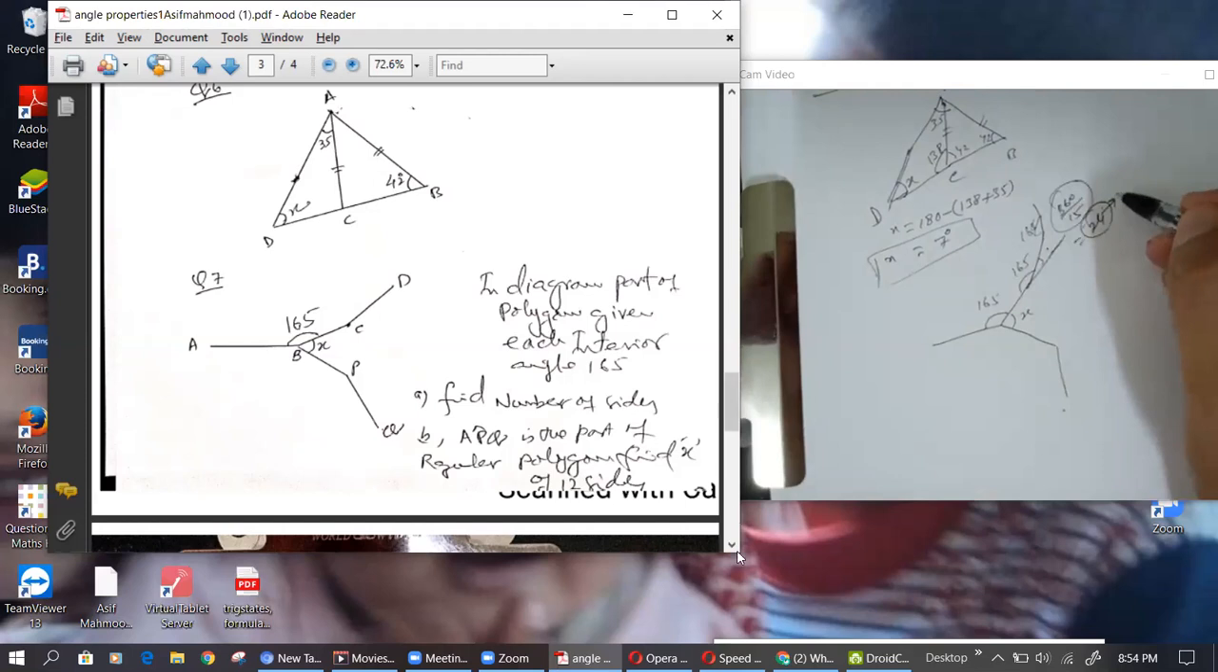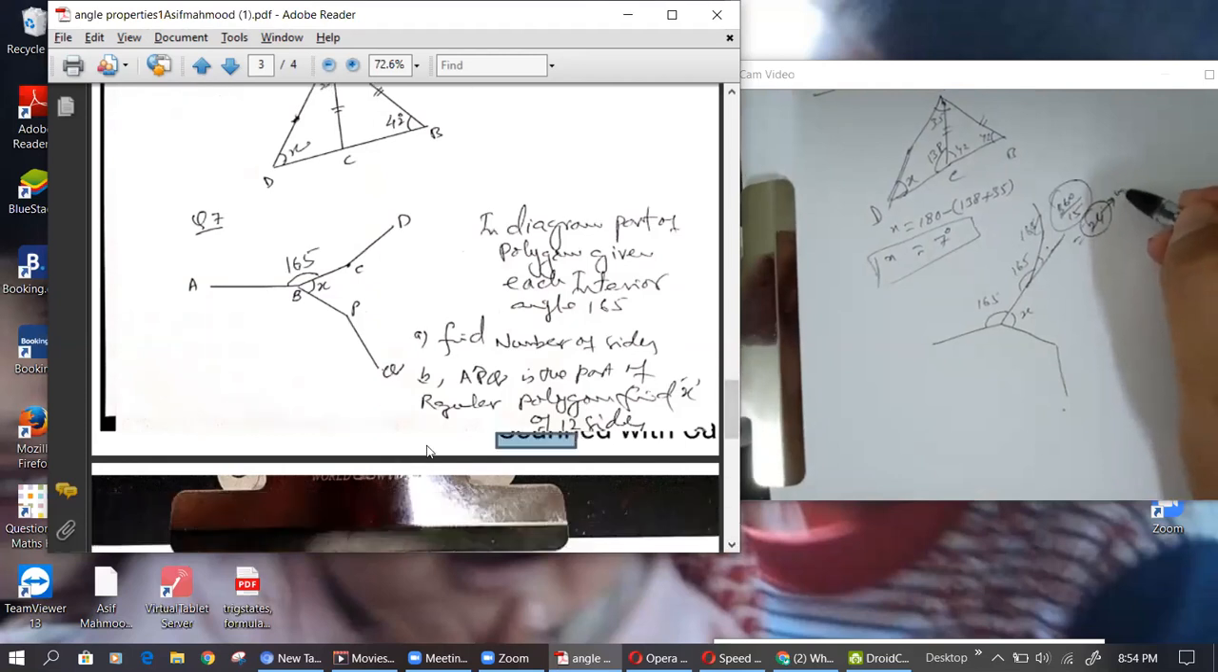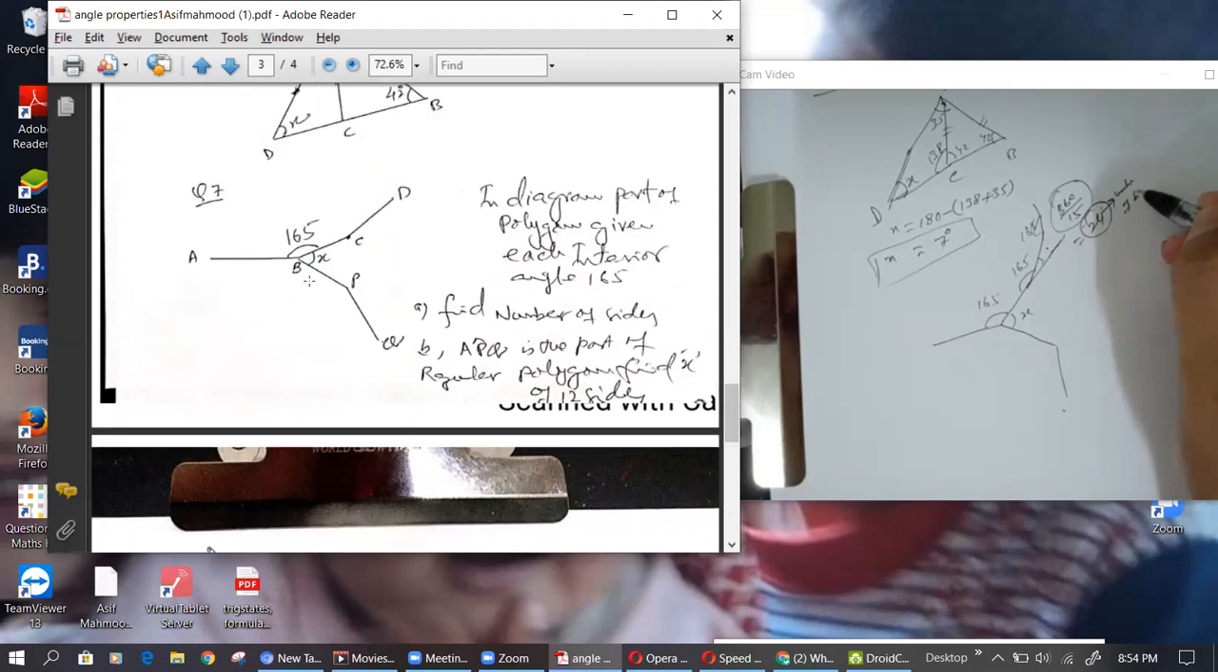Now the next one. In the second part, B part, they say APQ is a part of a regular polygon, find X, of 12 sides. This is APQ. This is 24 sides, and this one has 12 sides, so both are different. This one is 165. The upper polygon consists of 24 sides, that was correct. Now in the second part, they are saying there are 12 sides in the next polygon. If the 12 sides are in the next polygon, what will be the one angle?